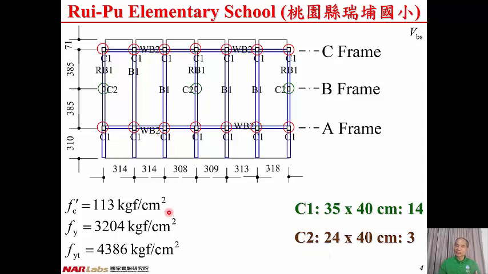Fc prime is the compressive strength of the concrete, and Fy is the yielding strength of the longitudinal reinforcement. Fyt is the yielding strength of the transverse reinforcement. Please notice that the compressive strength of the core of the building is very low, at 113 kgf per cm square.